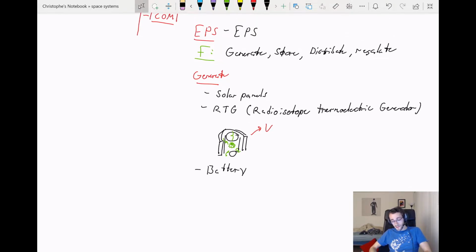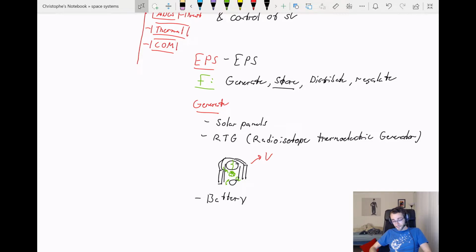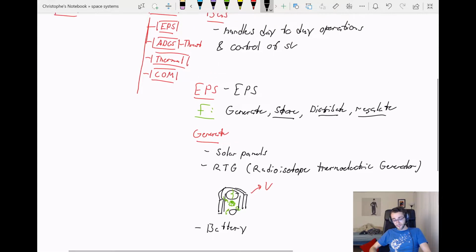So that kind of also covers how we store electrical power. It's often used as a battery. You can also use capacitors, but they're not really great for long-term storage. And of course, for distribution and regulation, you have a bunch of different options. They're usually covered by electrical panels or electrical circuits, electrical components. And you have a whole host of options to you.